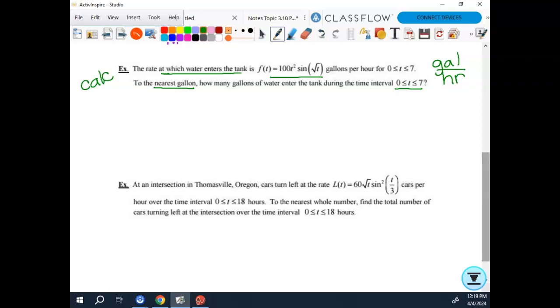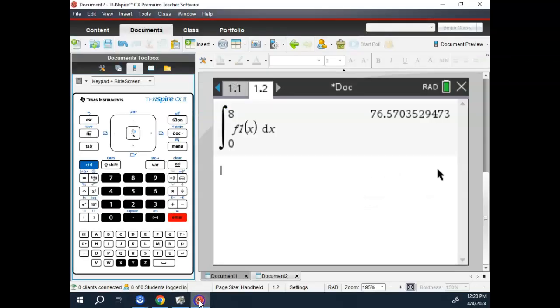I want gallons. I'm going backwards, which means I'm integrating. So I'm going to integrate from 0 to 7, and I can write f of t dt. But you cannot forget the dt, and you can't use x when it says t. You have to be accurate about those things. And again, this is gallons per hour times hours. That's why it's going to get you your gallons. But we can go back to the calculator.